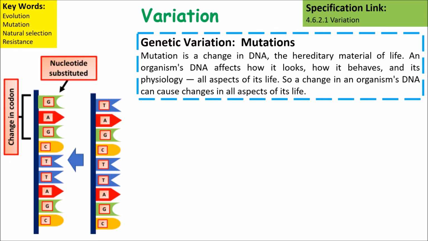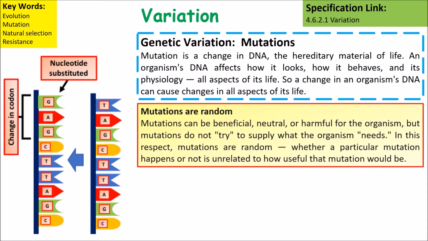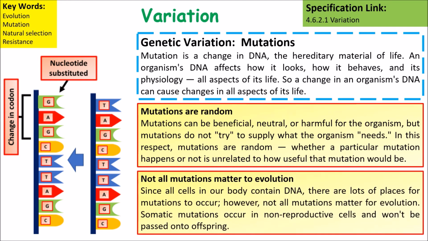Mutation is a change in the DNA. An organism's DNA affects how it looks and how it behaves, and its physiology, so all aspects of its life. So a change in its DNA will affect it. Mutations can be beneficial or harmful, but mutations do not try to supply the organism necessarily with what it needs. So in respect to mutations, they are random. Whether a particular mutation is helpful or not is unrelated. Since all cells in our bodies contain DNA, there are lots of places for mutations to occur. However, not all mutations cause evolution or cause variation to take place.